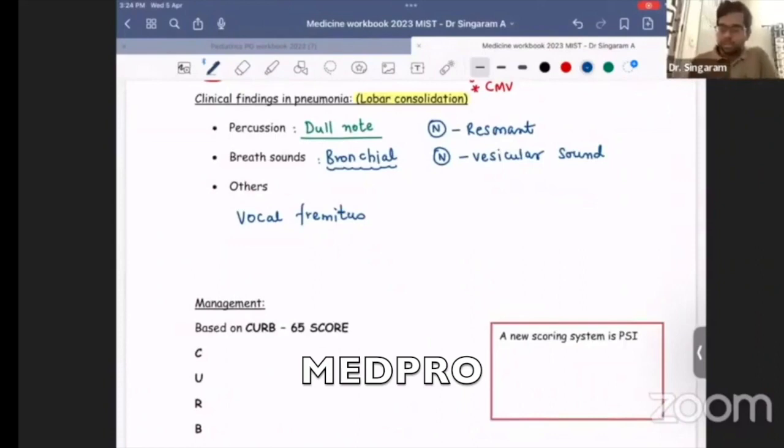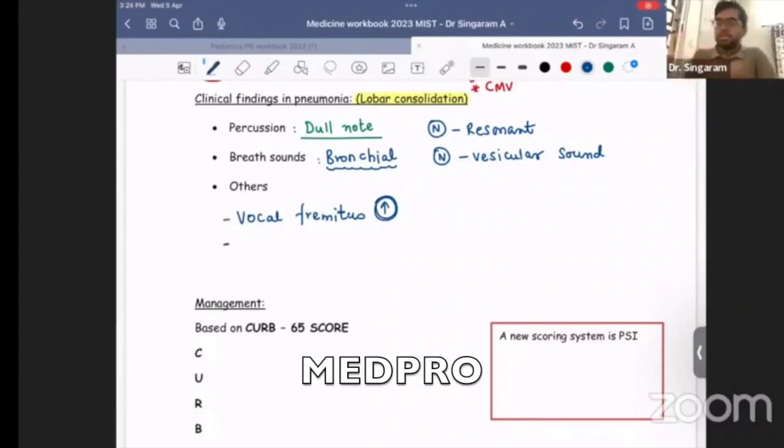This is what we call increased vocal fremitus. Vocal fremitus is increased for a very, very simple reason: the sounds are better transmitted with the pus inside the lung. So that is why vocal fremitus will be increased. And there is one more thing you can do. You ask the patient to whisper something, whispering meaning in a low voice.